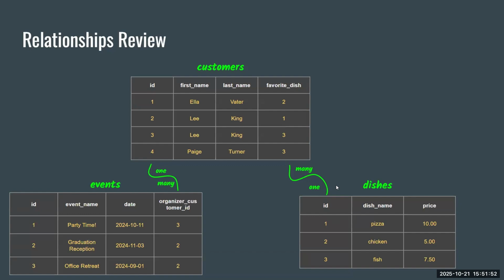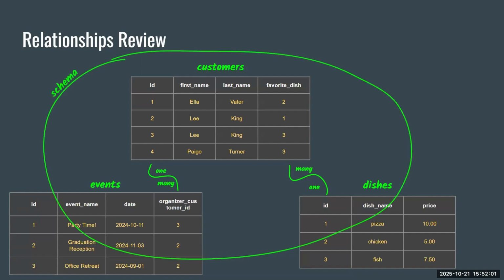All right, is that clear? That's a fundamental concept about relationships and relational data. This is our schema. Three tables. We're off to a good start, and keeping it simple.